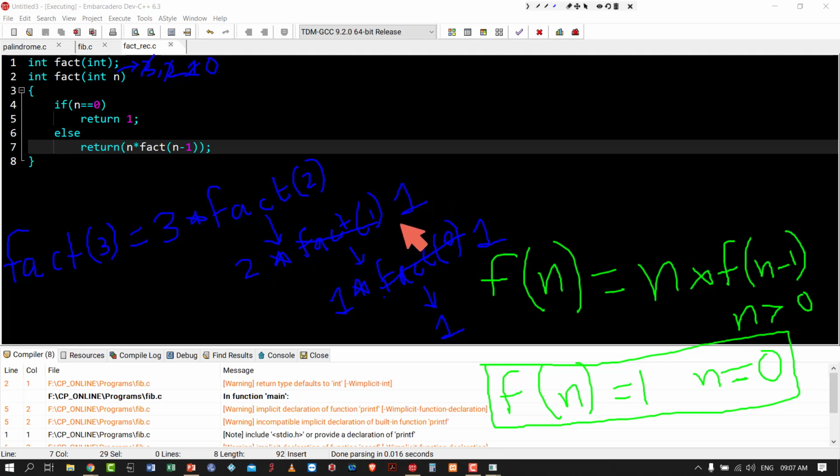So now I got 2 star 1. So how I got that 2 star 1? By the function call factorial of 2. So this factorial of 2 will be replaced by 2. Then factorial of 3, 3 star 2, that is 6. Last I will get the value as 6, factorial of 3 as 6.